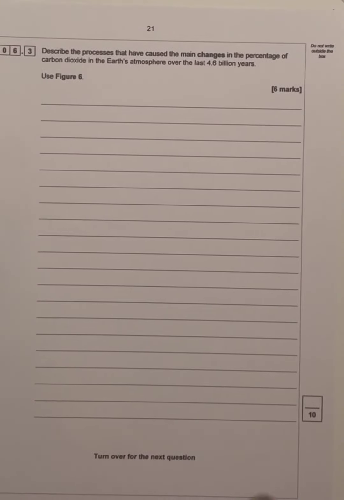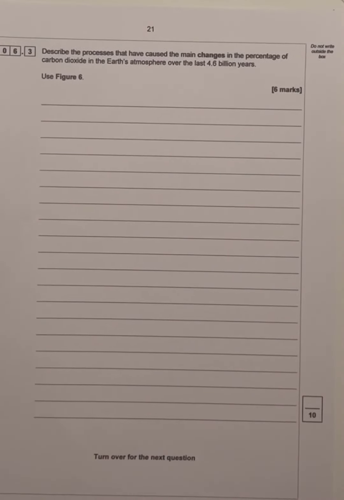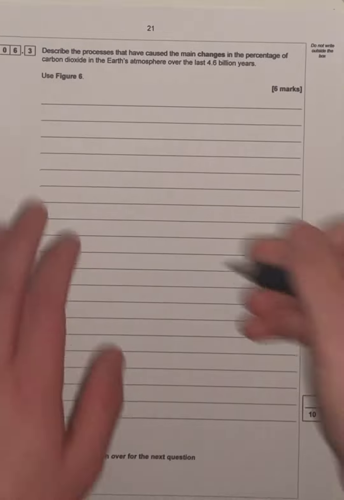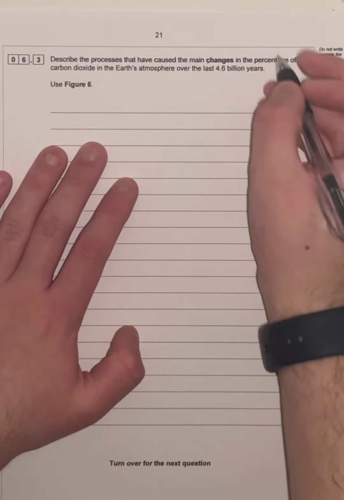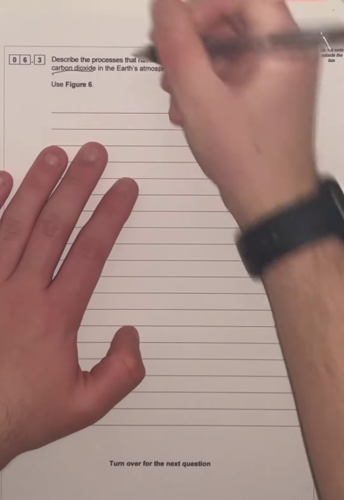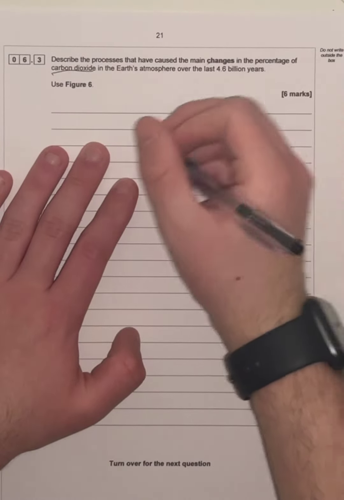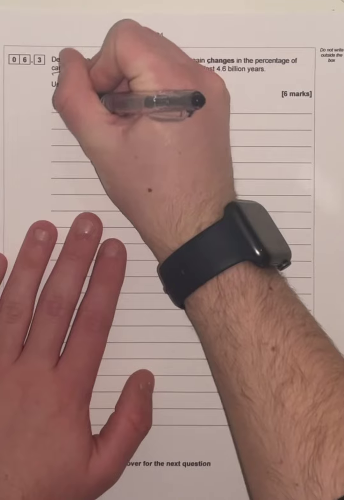Okay, right, so I'm going to run you through a past paper question. So we're going to have a look. Describe the processes that cause the main changes in the percentage of carbon dioxide. So we're going to start by giving the background.